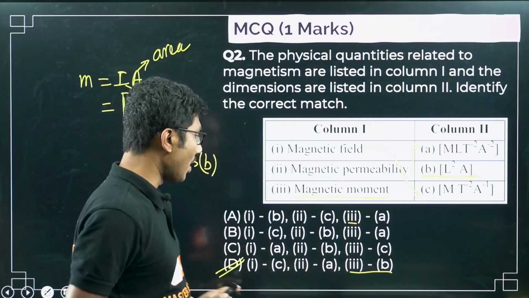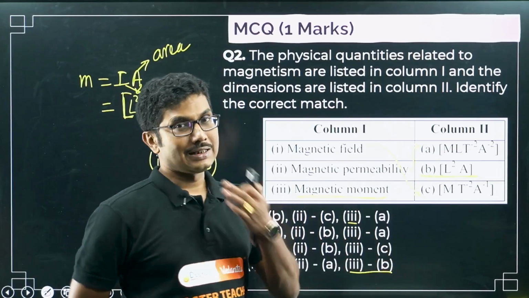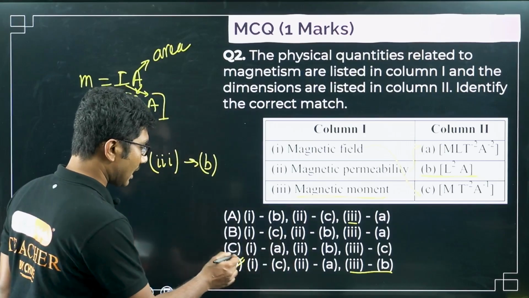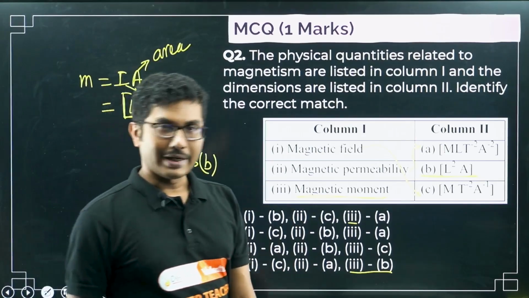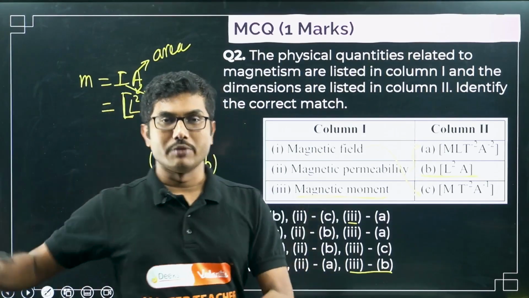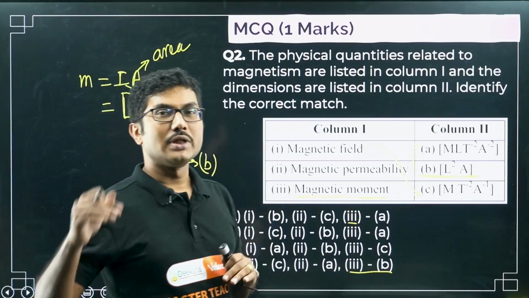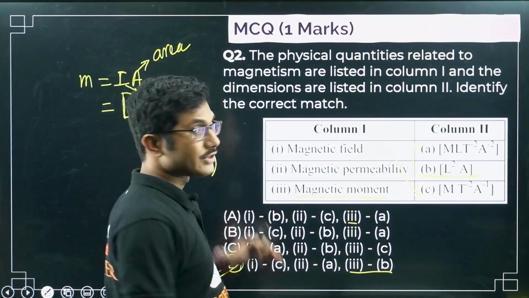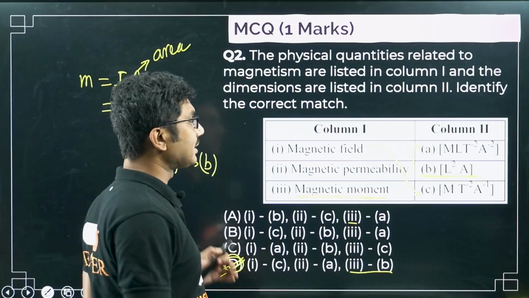Now in this case only one option gives this combination, so definitely this is the correct answer, no doubt about it, right? So this is the easiest way to solve without doing too much mathematics, without putting your head into it. This is a hot question obviously, so you have to answer such questions.